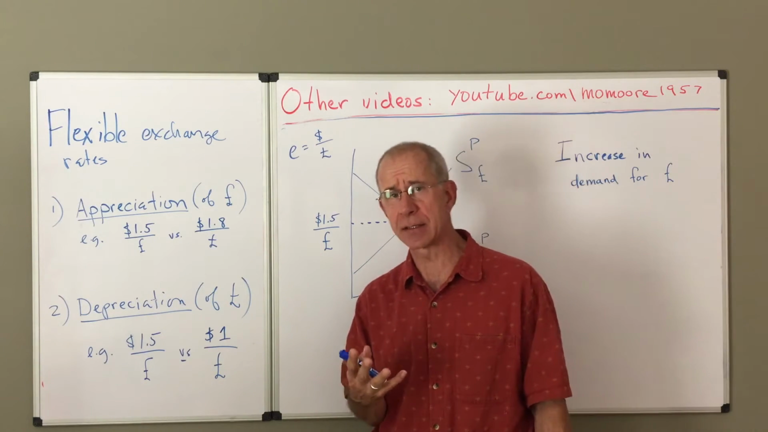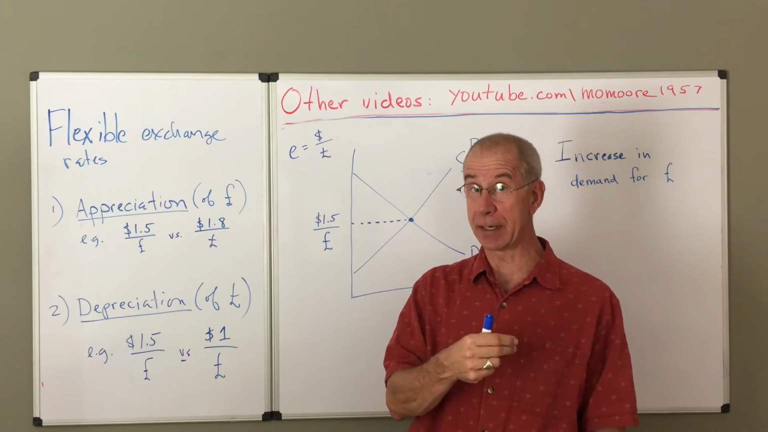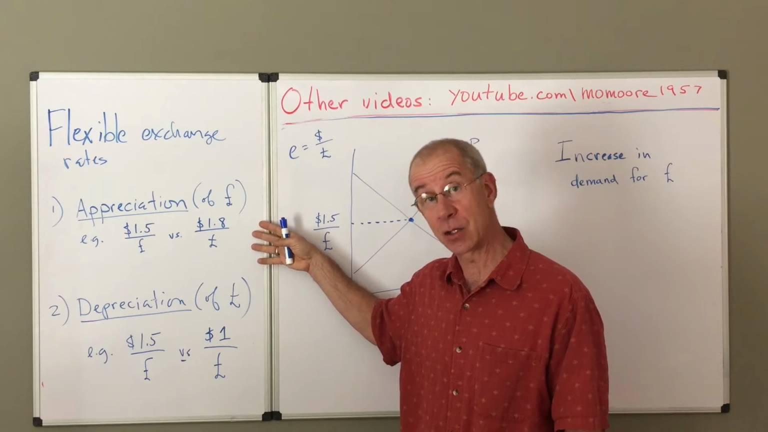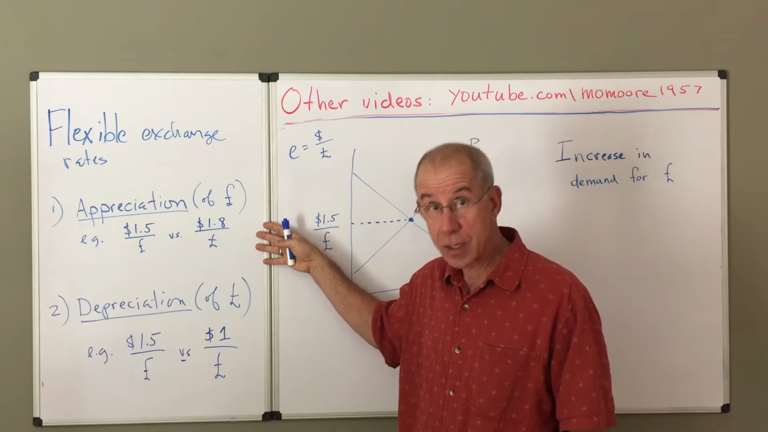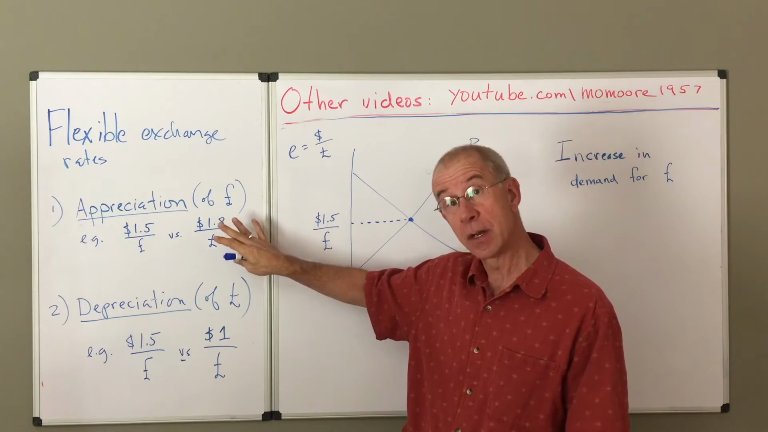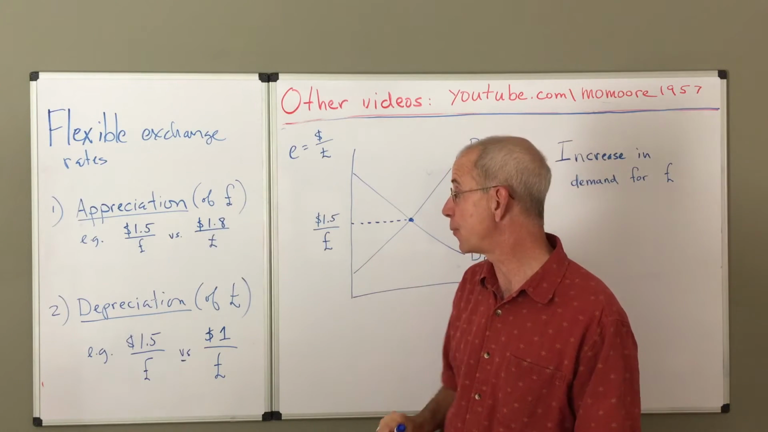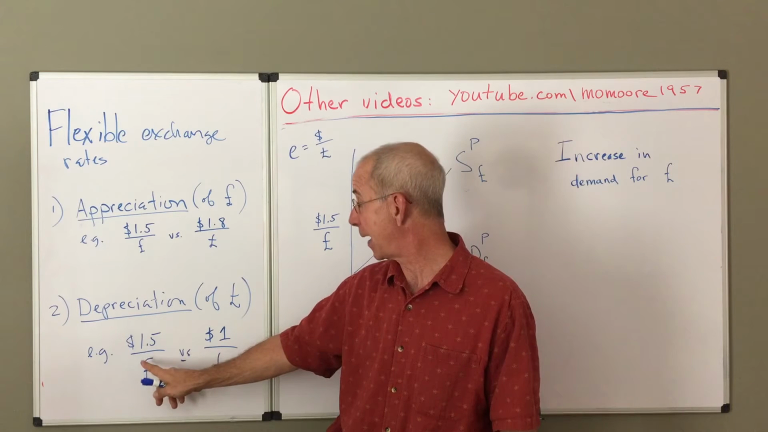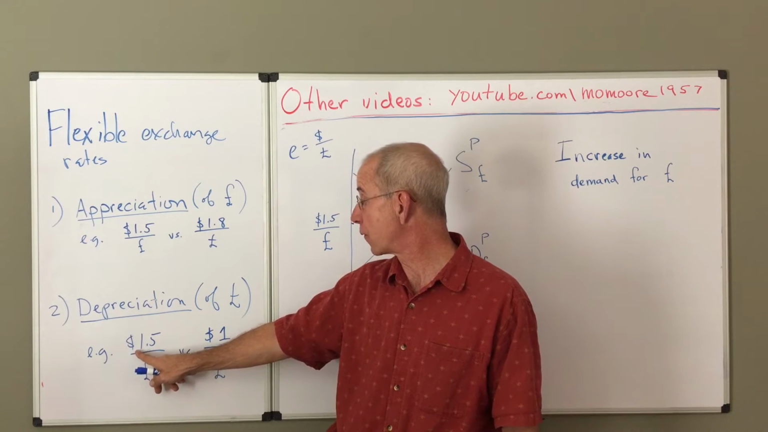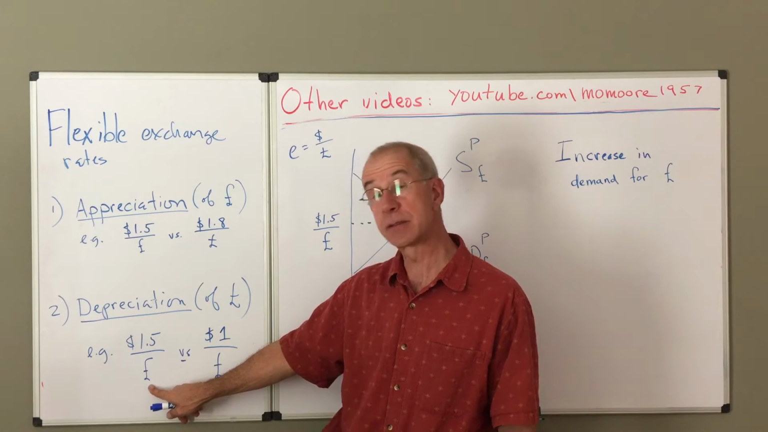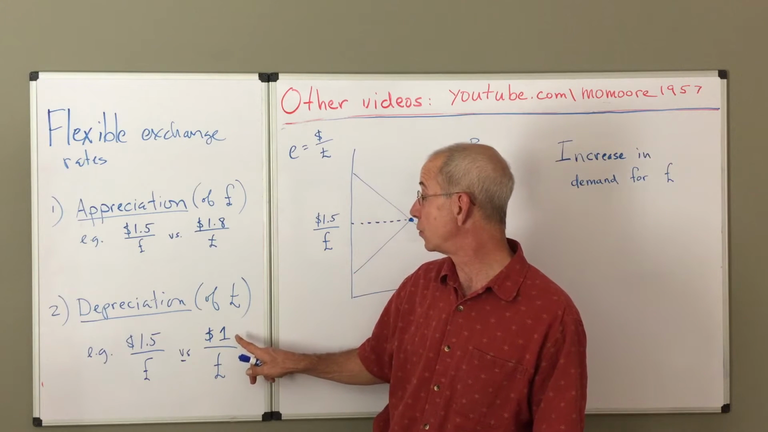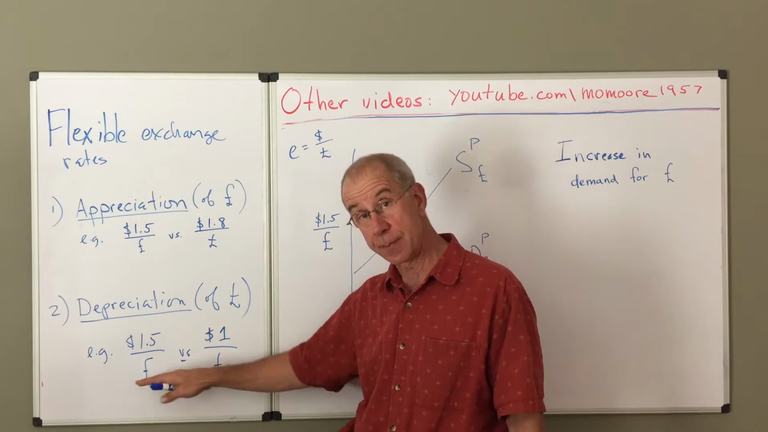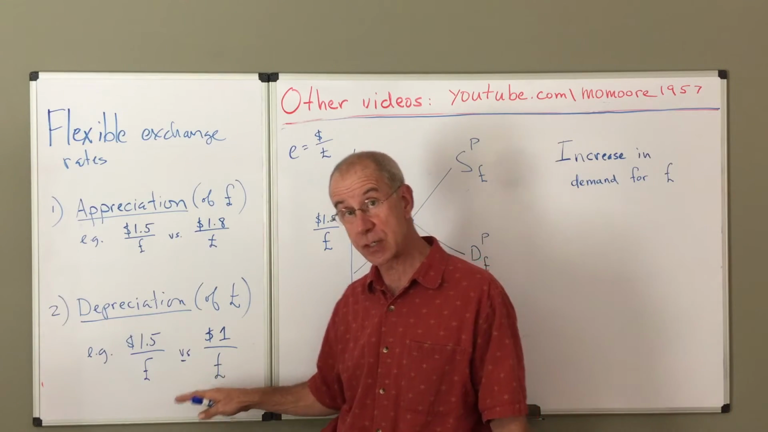Now, I would encourage you not to talk about the exchange rate going up or down, but instead talking about the value of a particular currency going up or down, or even better, to say an appreciation or depreciation. So an example of a depreciation of the pound would be, for example, going from taking $1.50 to buy a pound to taking only $1 to buy a pound. So now the value of the pound has fallen in the foreign exchange market.